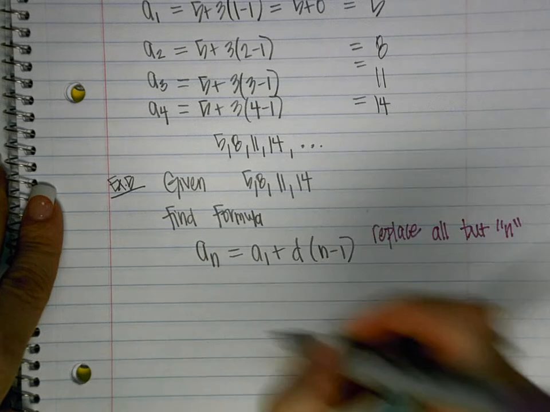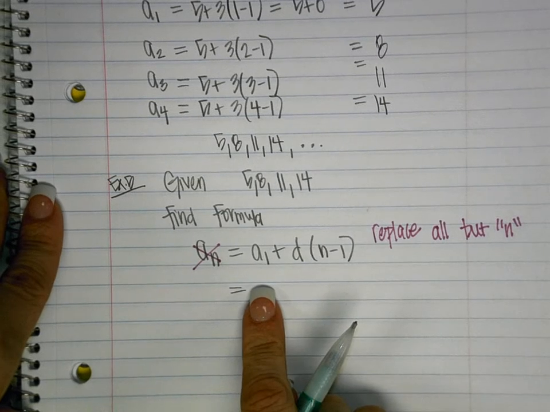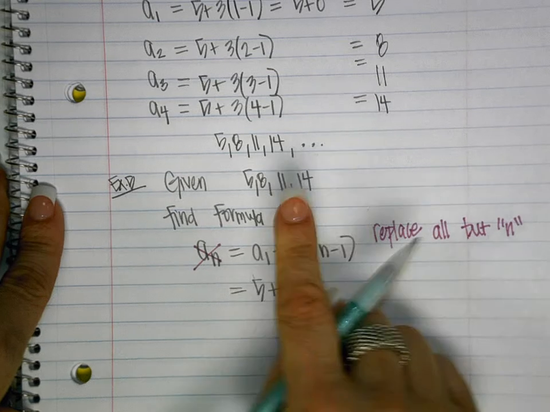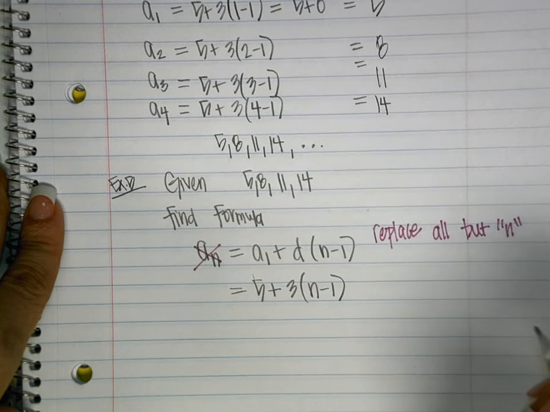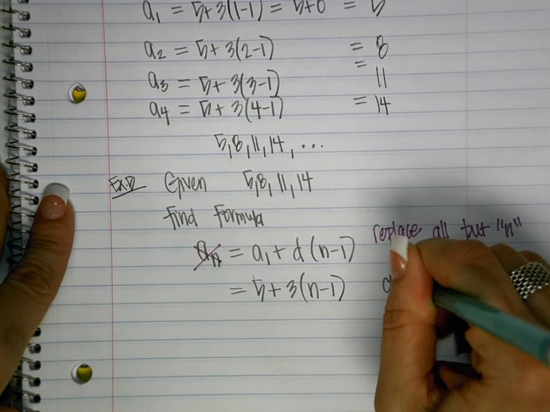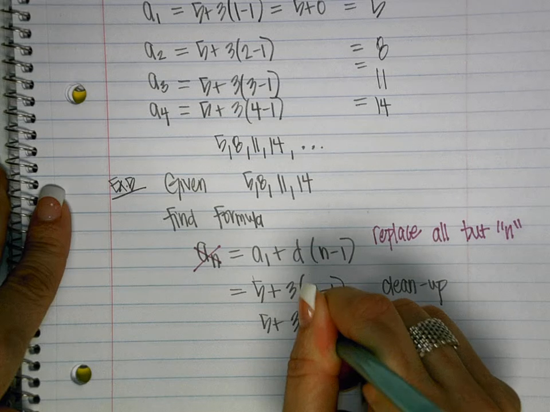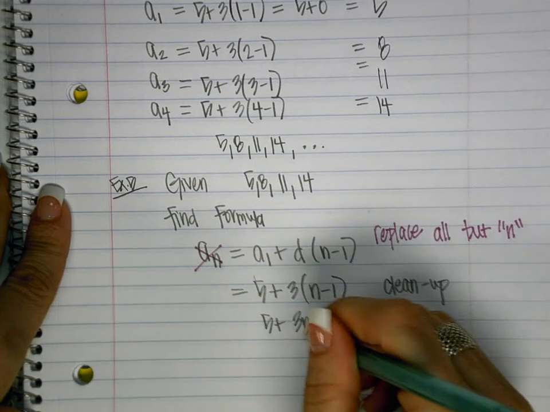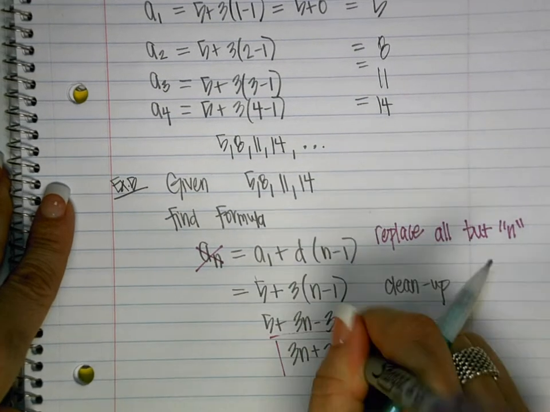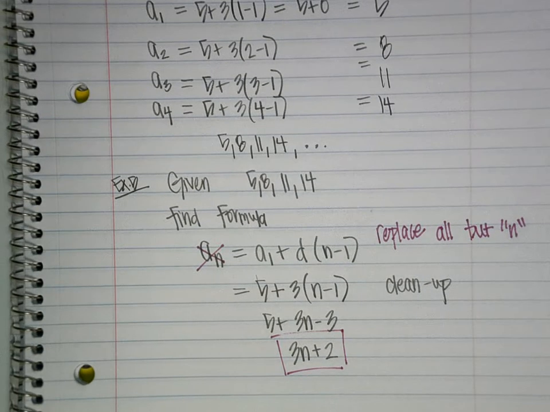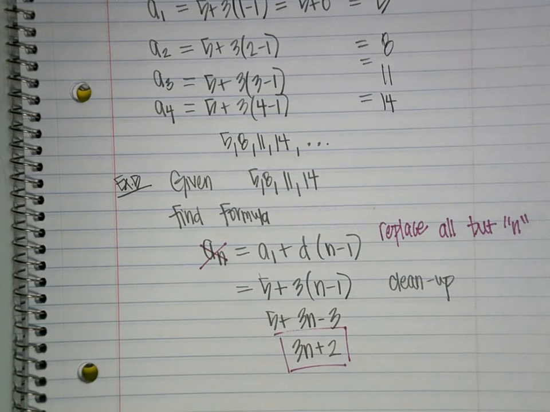You're also not going to worry about the left side. So I'm going to replace a sub 1. What's the first term? 5. Plus, can you tell me what the common difference is here? 3 times n minus 1, and then just simplify or clean it up. We distribute, so that's 5 plus 3n minus 3, and then combine like terms: 3n plus 2. That's your answer. That is the formula that you would use to write this sequence. Questions on how I did that?